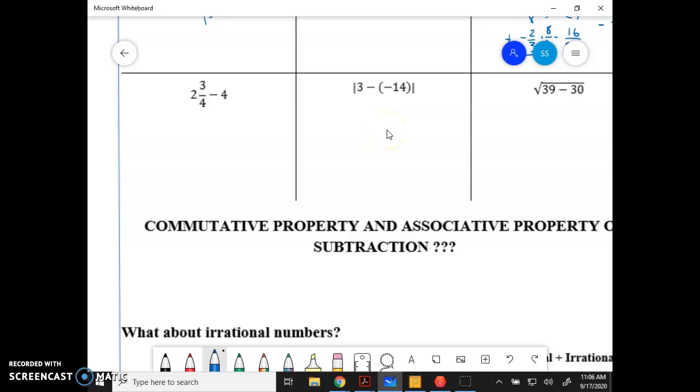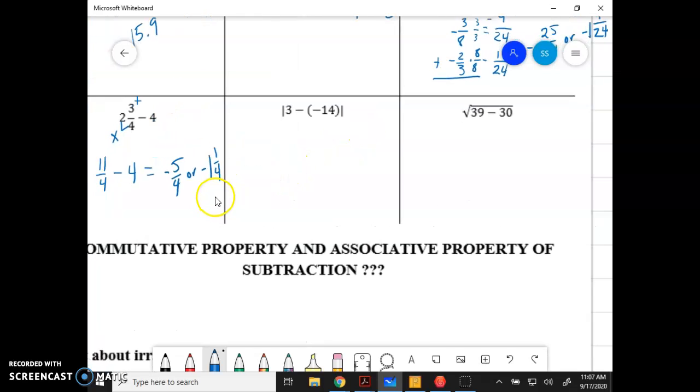So again, let's just type these in our calculators. We could certainly turn this into an improper fraction like we did last time. Multiply these two and then add the numerator, which would be 2 times 4 is 8 plus 3 is 11 over 4. And then we would subtract 4 and we would get -5 over 4, or as a mixed number we get -1 and 1/4. Okay, but again, just make sure we're using our calculators. You might as well use your resources if you got them.